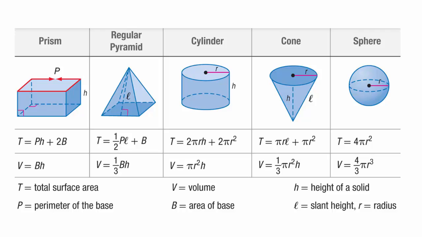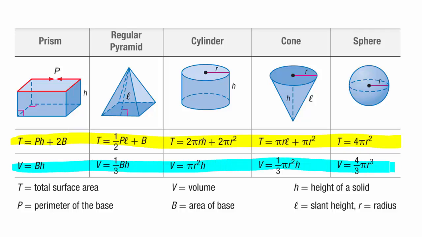So here we have the five solids that we looked at earlier: prism, pyramid, cylinder, cone, and sphere. If you take a look at this top row here, those are all of the surface area formulas. And then the next row are the volume formulas that we have for each one of our solids.